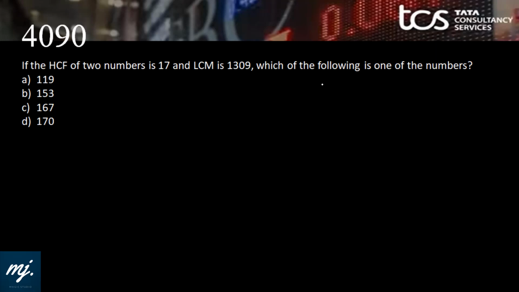A classic from HCF LCM again, and we know one single property, that for the given two numbers A and B, the product of the two numbers is given by their HCF and LCM. And we also know that if the HCF of two numbers is H, then the numbers are H into X and H into Y.